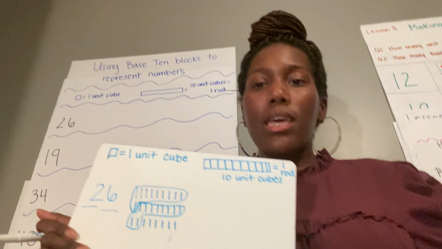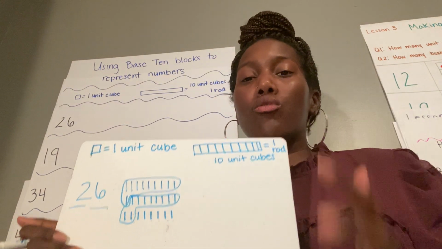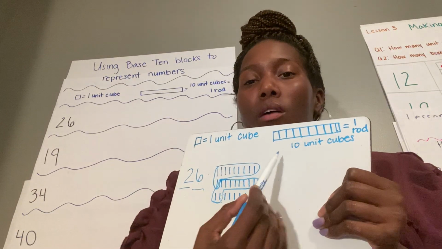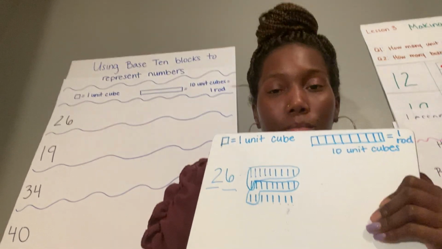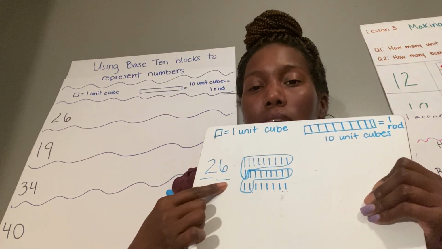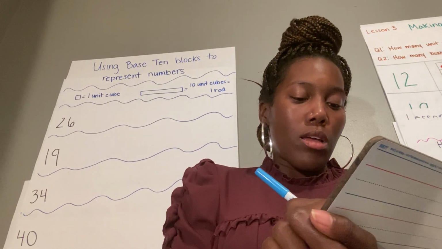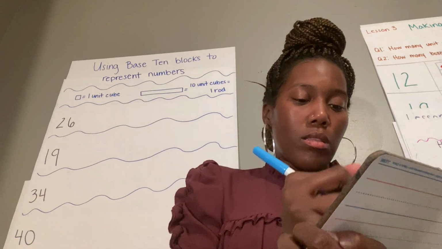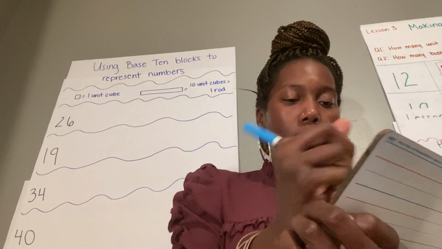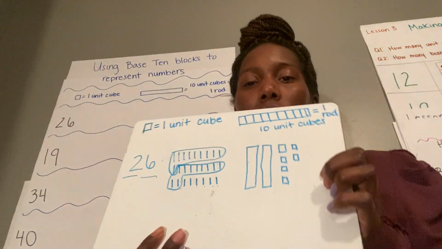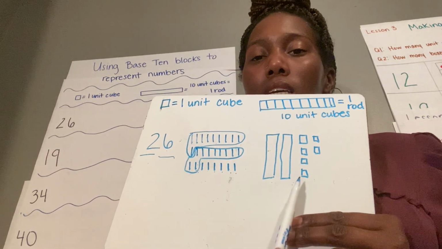So now we need to show this in base 10 format. It makes it so much easier than counting these little lines. To do base 10 format, all I'm going to do is draw 2 of my rectangular shapes to show my rods, or my 2 groups of 10, and then 6 unit cubes to show my ones place, okay? So let's see what that looks like. 1, 2, and then 1, 2, 3, 4, 5, and 6. All right. So now you can see that I have 2 long rectangles and 6 smaller squares.